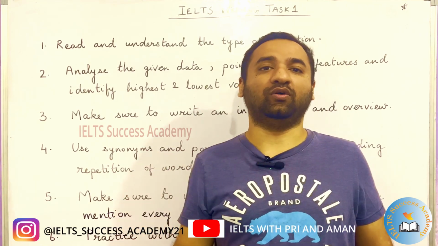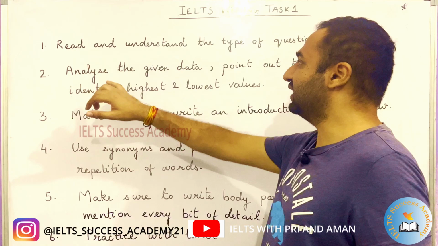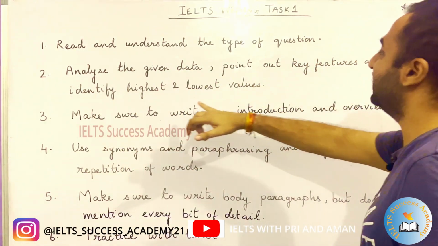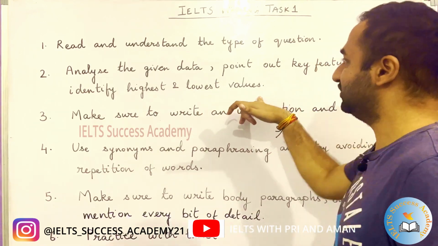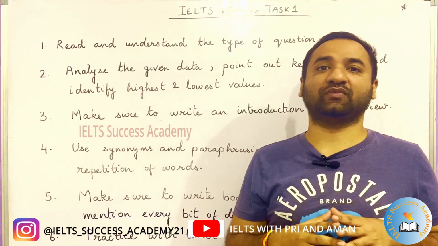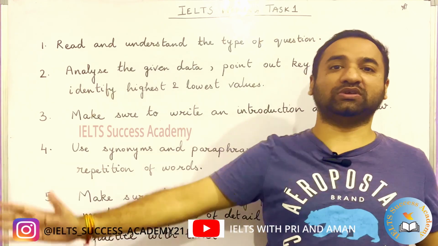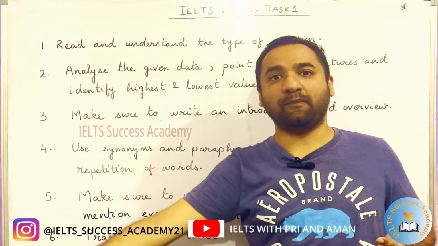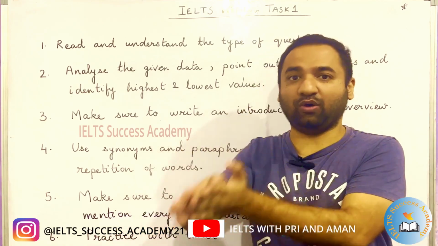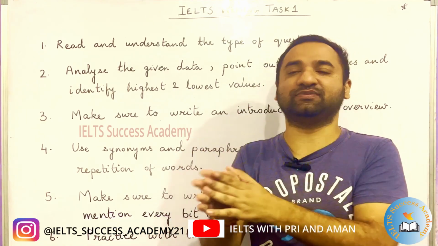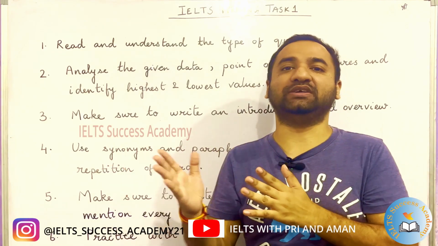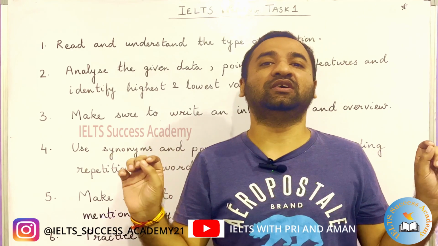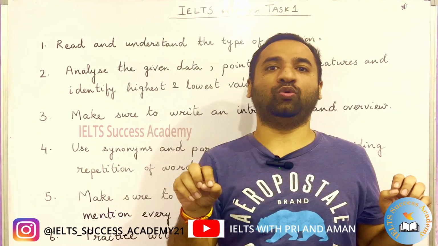The second is analyze the given data and point out key features and identify highest and lowest values. Analyze the data. What are the highest values? What are the lowest values? Where the chart is rising and where the chart is plummeting. Plummeting means going down. There is a sharp decrease. We will discuss it in further points. Point out highest and lowest.